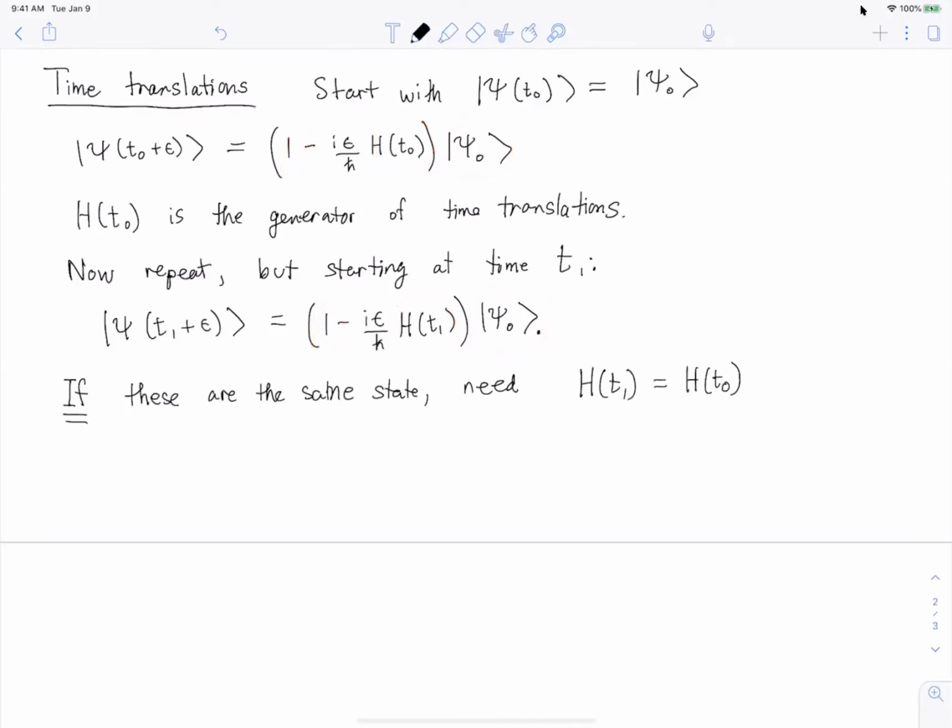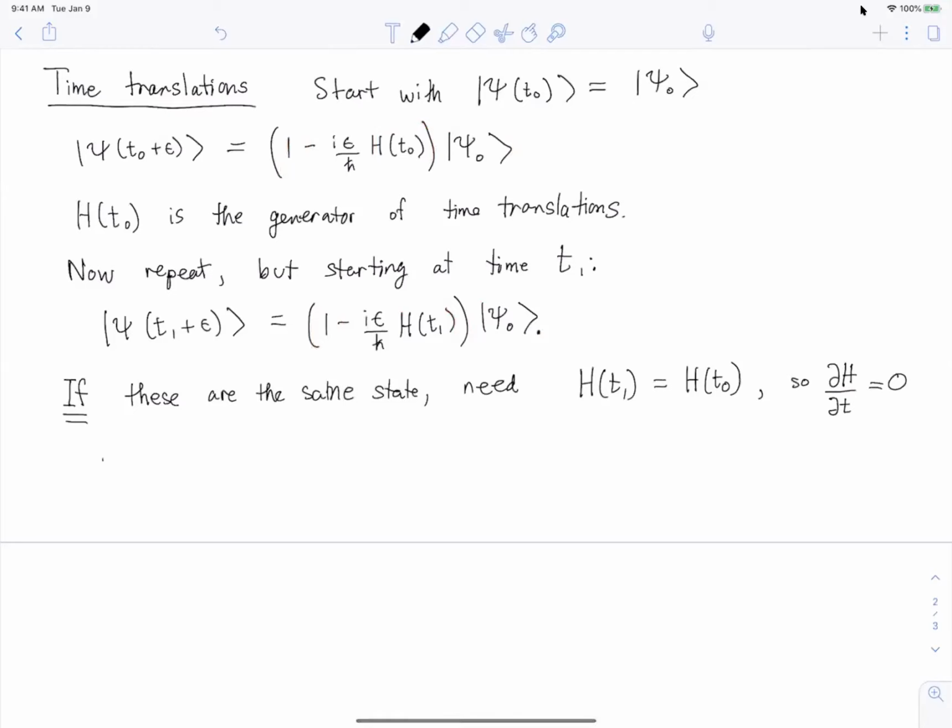So the only way they can be the same state is if the Hamiltonians at the two different times are the same. And so that's another way of saying that the Hamiltonian in that case doesn't explicitly depend on time. So notice I'm writing its partial derivative. That means any explicit dependence on t, like if it had some factor that was proportional to t or t squared or something. Okay, and so then the partial derivative would be 0.